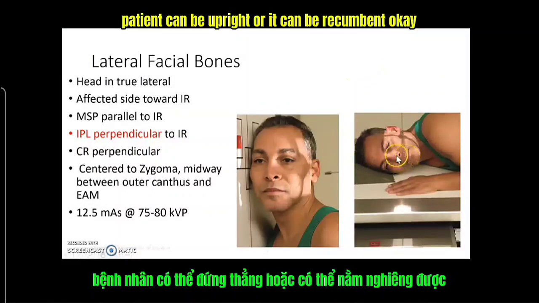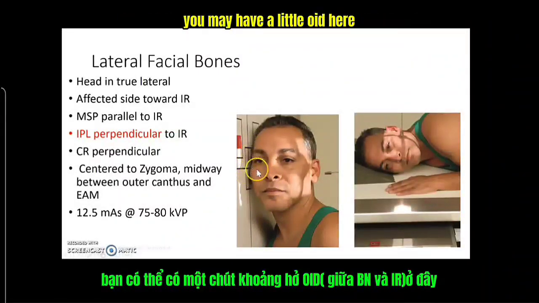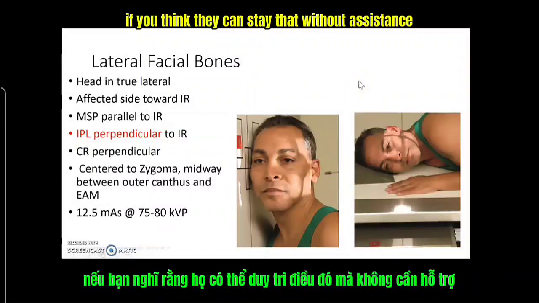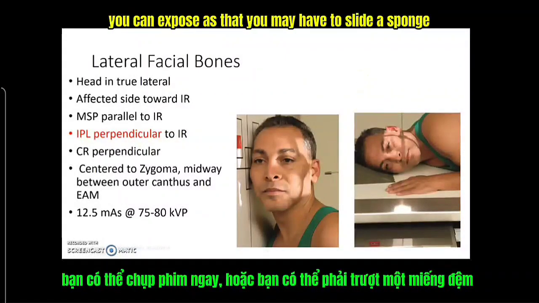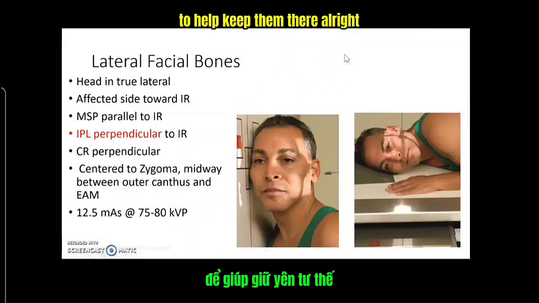Okay, it can be upright or it can be recumbent. If they have really big shoulders, you may have a little OID here. If you think they can stay that way without assistance, you can expose as that. You may have to slide a sponge in between the bucky and the patient's head to help keep them there.